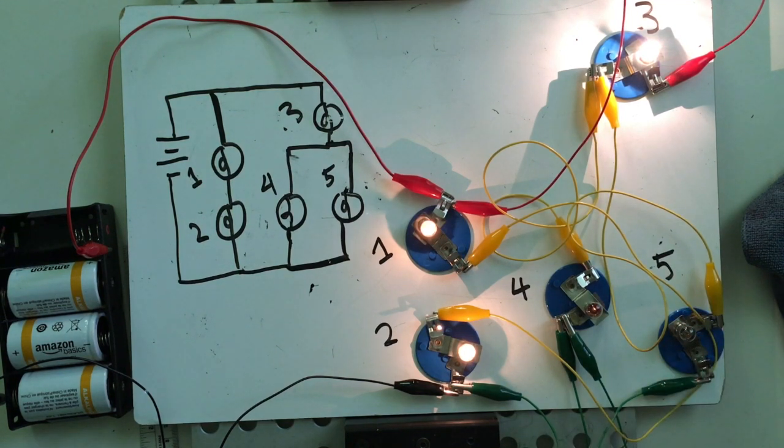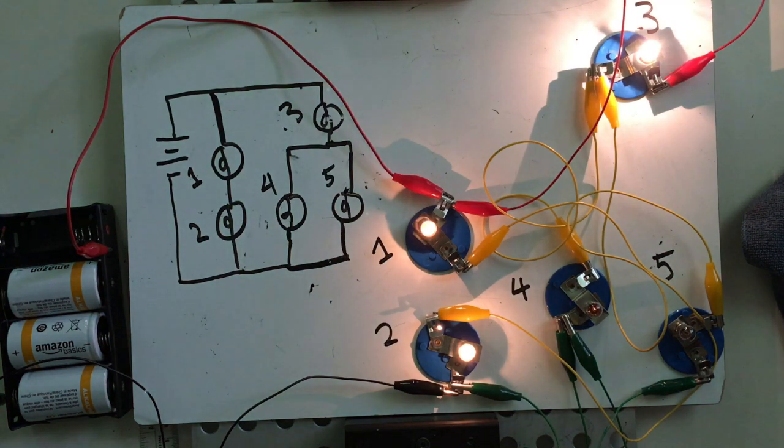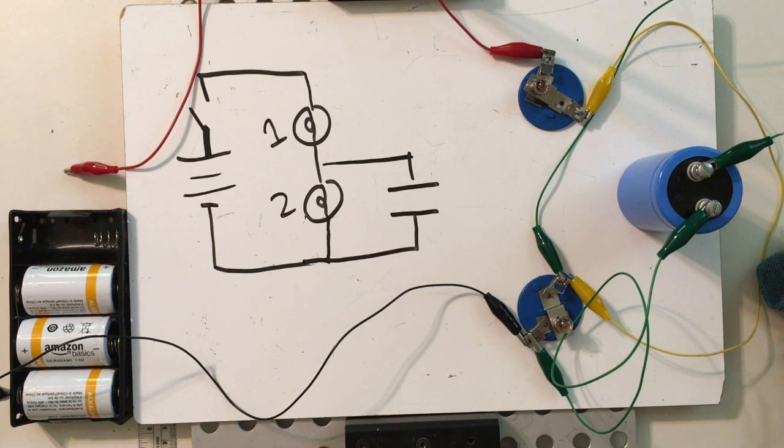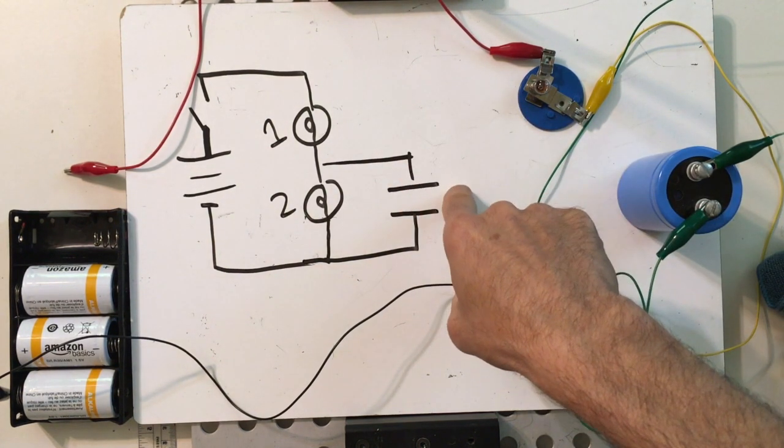Now, can you explain the brightness of these bulbs? I'll let you work on that while I set up the next puzzle. Okay, I've got circuit puzzle 5 set up. It's only got 2 bulbs, but it does have a capacitor.